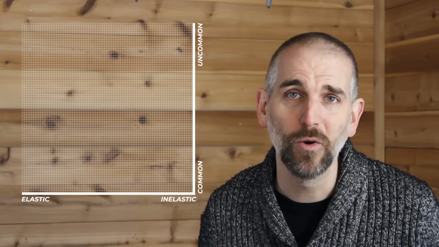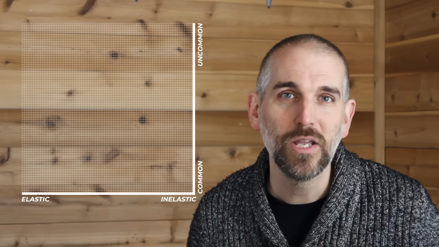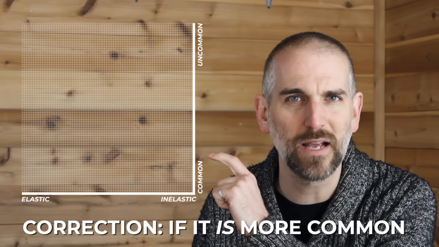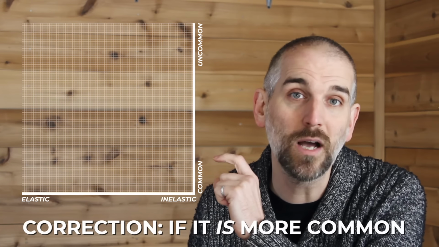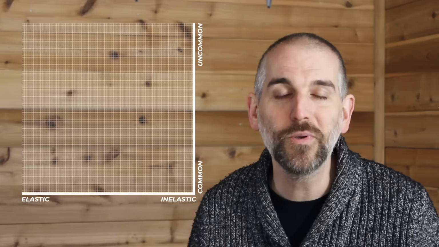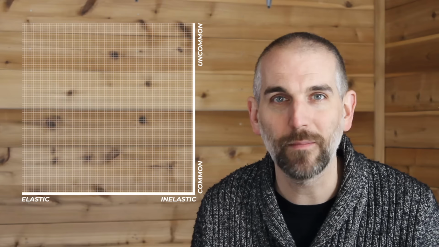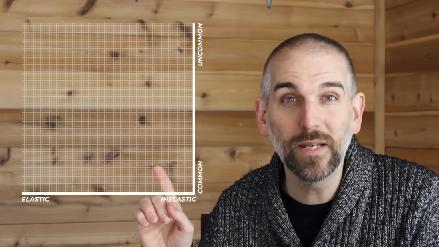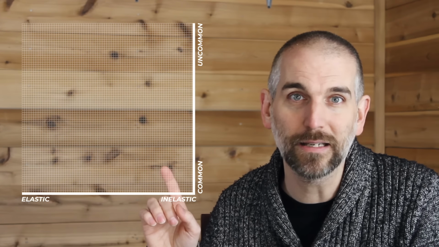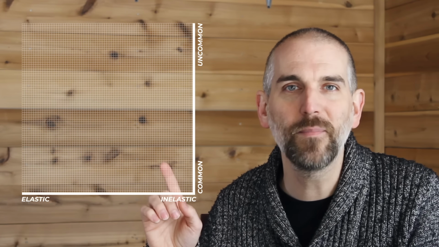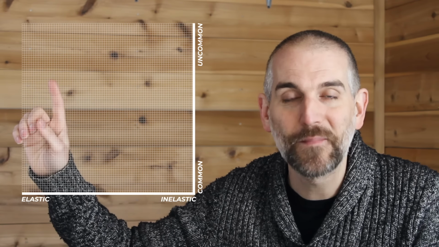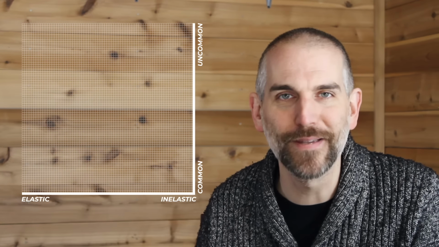And then on the y-axis, going up this way, you've got something like how common is it? So let's say if it's very common, it's down here. And if it's more uncommon, then it's more up here. Now you can kind of chart your essay topic on this graph, with topics that are more common and less elastic down here, and topics that are more uncommon and more elastic up here. I hope this makes sense.